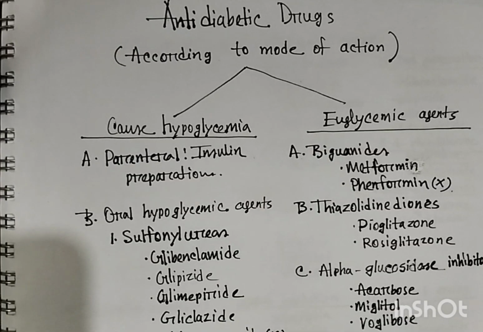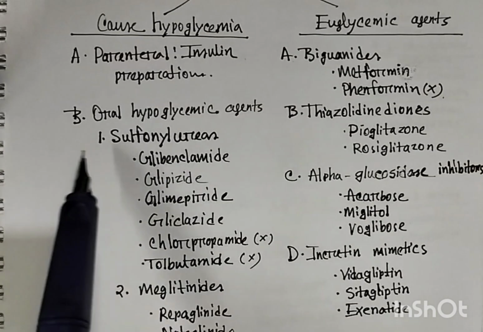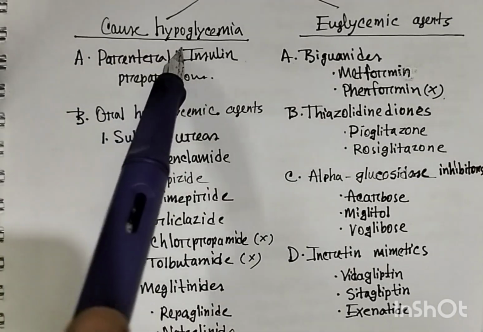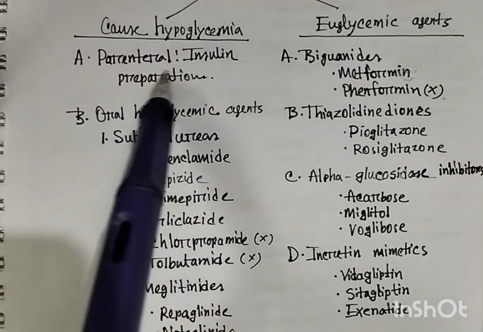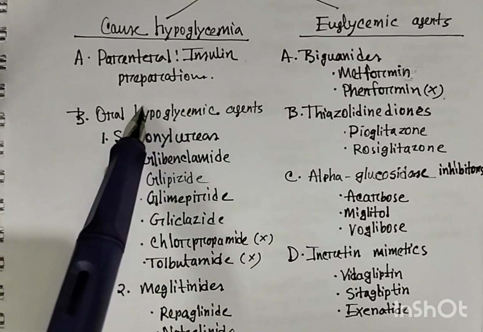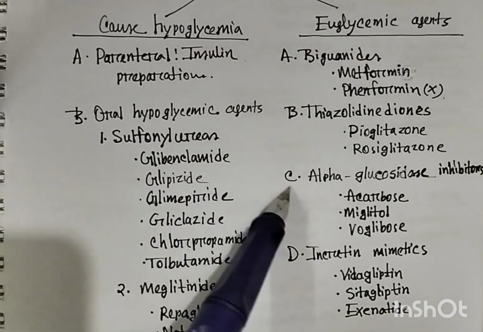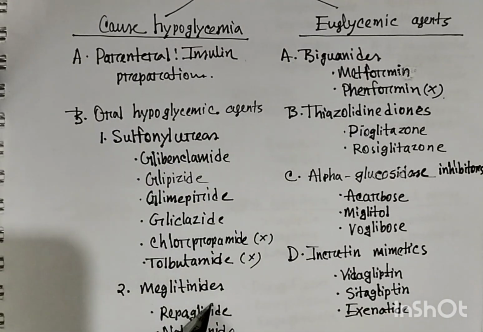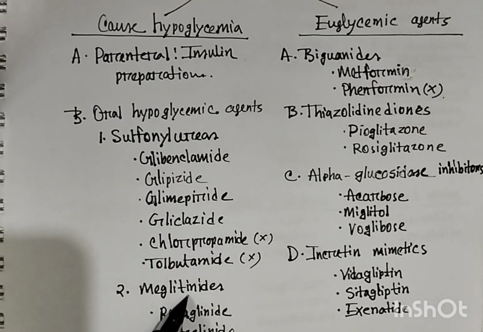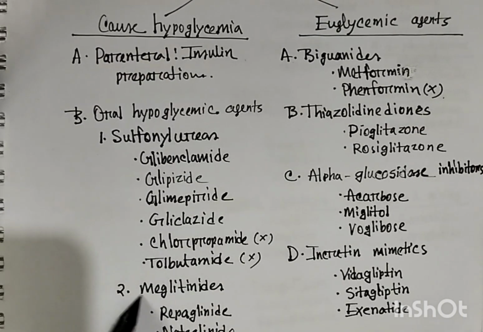There is another classification where we can see which antidiabetic drugs can cause hypoglycemia and which don't cause any hypoglycemia. First, the drugs that cause hypoglycemia are parenteral insulin preparations, and among the oral hypoglycemic agents, sulfonylureas and meglitinides. We learned the examples in previous slides.